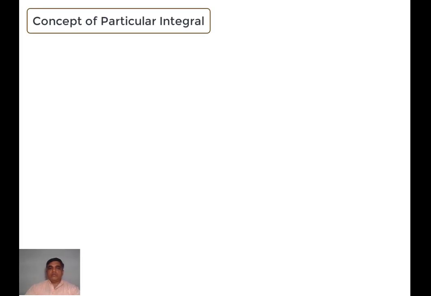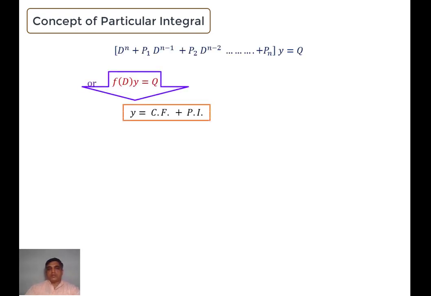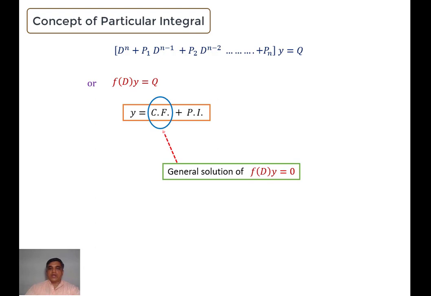Hello everyone. In previous video tutorials, we already showed that the complete solution of the differential equation is y equal to complementary function plus particular integral, where complementary function is the general solution of the differential equation f(D)y is equal to 0. In previous tutorials, we discussed different methods of finding the complementary function. Now in this lecture we will discuss the concept of particular integral and some important points related to particular integral.